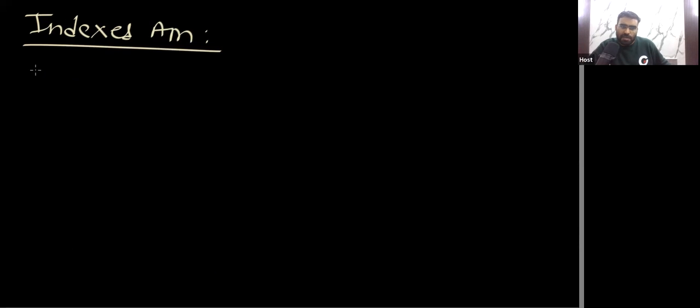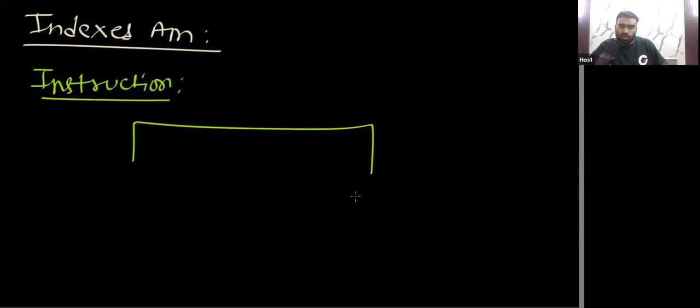Tell me what happens. In the instruction, what will you do? In the instruction, you will put two things. One is the index register, another is A.